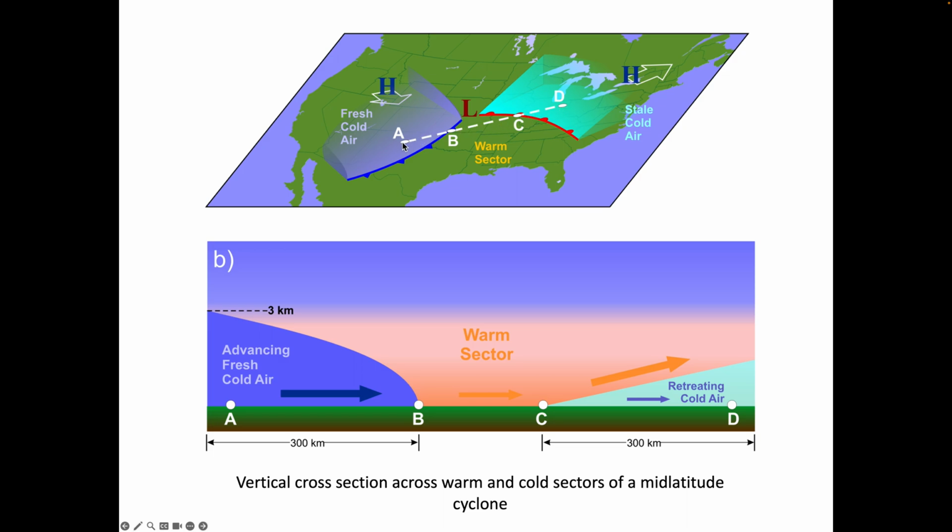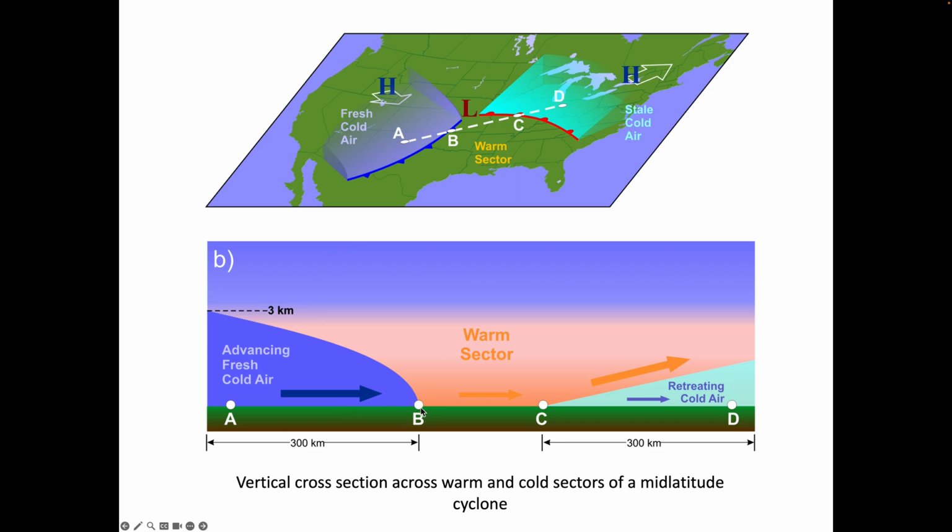So one of the dimensions is in the horizontal. In this case, it is a southwest to northeast slice. The second dimension is in the vertical. So just think of this like a big slab that is basically moving vertically up from line A, B, C, and D. And so if we take a look at what's going on in the vertical, if we go from points A to B, what we see is we have advancing fresh cold air, and the cold front is located right at point B.